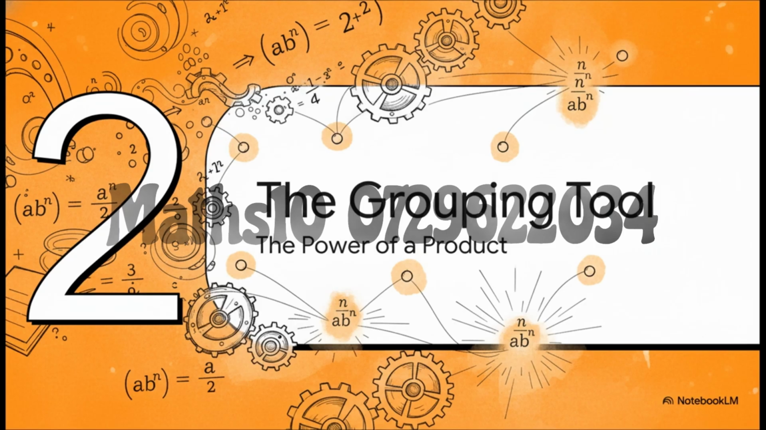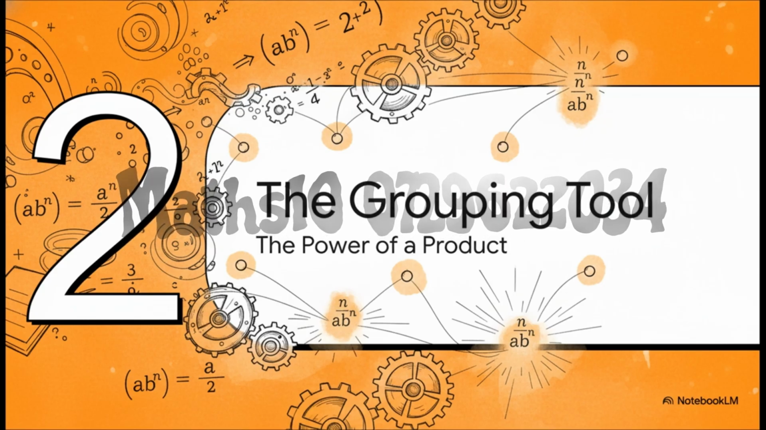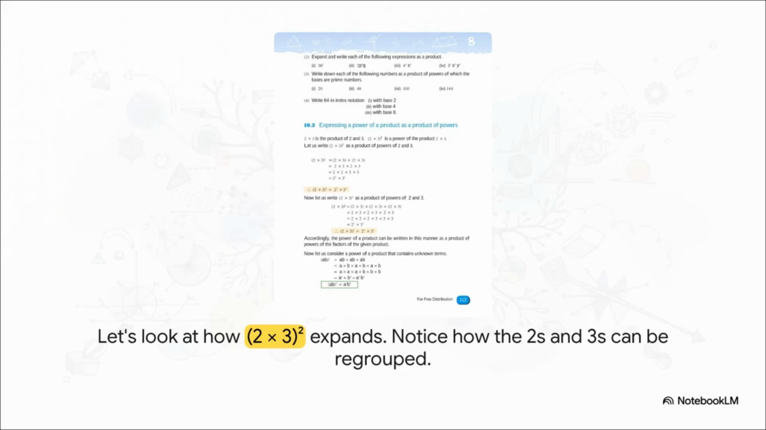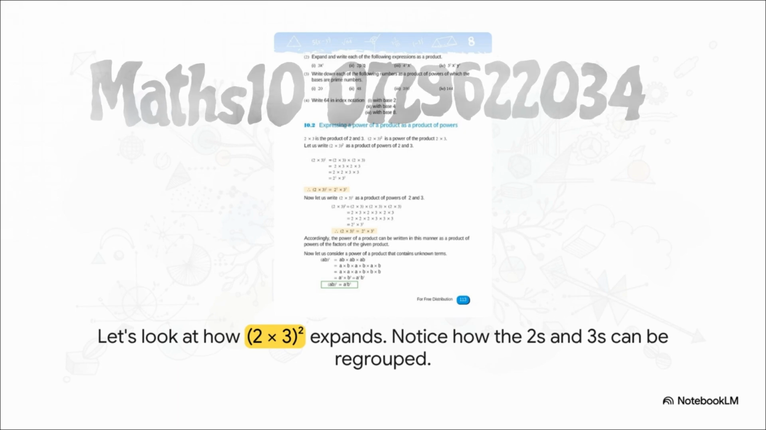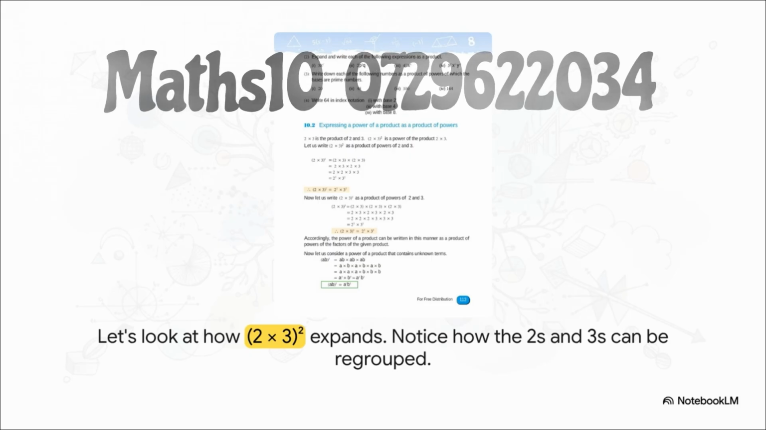All right, our foundation is set. Time for our first tool. Let's call this one the grouping tool. It's an awesome rule that helps us deal with powers when multiplication is happening inside parentheses. Let's break this down visually. We're starting with (2 times 3) squared. Well, that just means we write 2 times 3 twice. And once you get rid of the parentheses, you've just got this simple string of numbers. See how we can just rearrange them to get all the 2's together and all the 3's together?